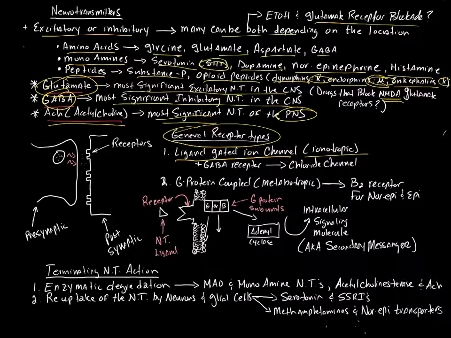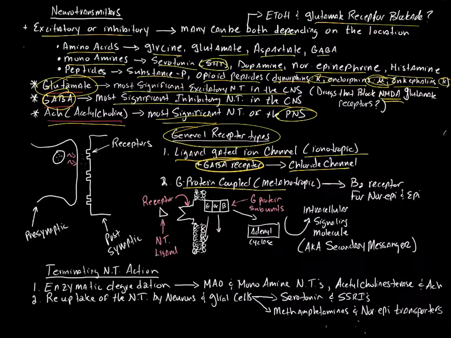Ligand-gated ion channels are ionotropic. These are channels that either open or close and allow ions to go in or out of the cell. In this case, we're talking about the neuron. An example of that would be the GABA receptor, right? The GABA receptor is a chloride channel, and when it's activated, it lets chloride flow into the cell, and that hyperpolarizes and depresses it.